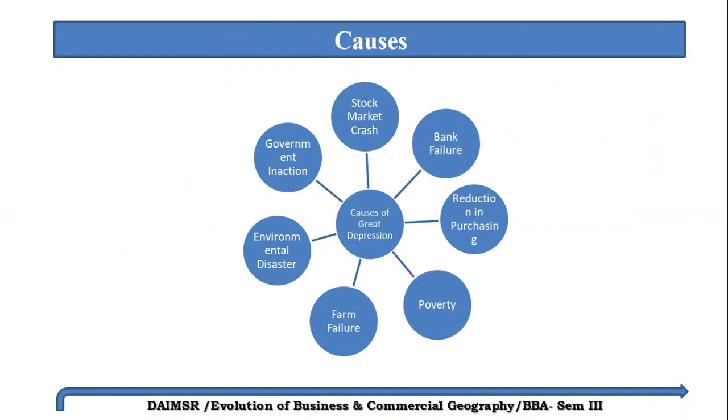First, before understanding all these causes, I'll explain a very simple cause behind the Great Depression, and that was nothing but overproduction in America. After World War I, American producers started overproducing. The farmers and the technological industries were all producing more than the demand. So supply was more and demand was less.